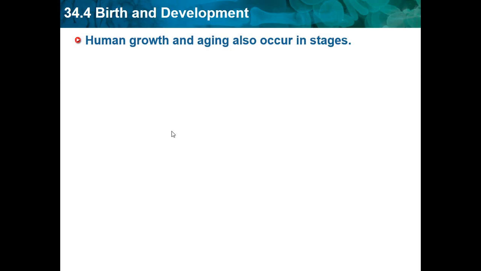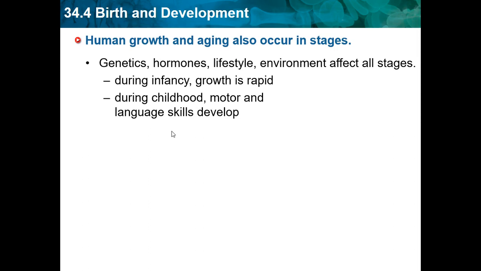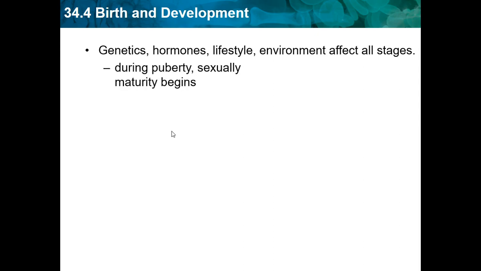Human growth and aging also occur in stages. Genetics, hormones, lifestyles, and environment affect all stages. During infancy, growth is rapid. During childhood, motor and language skills develop. So babies grow very, very fast.